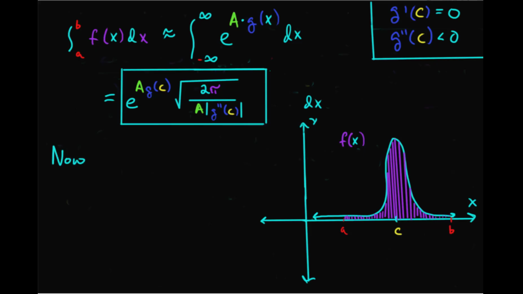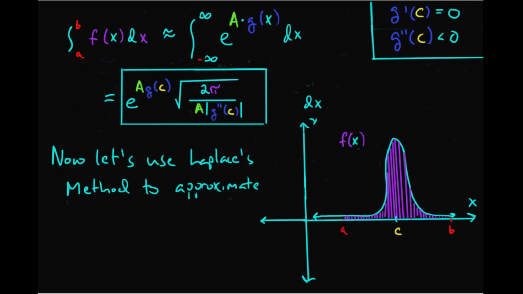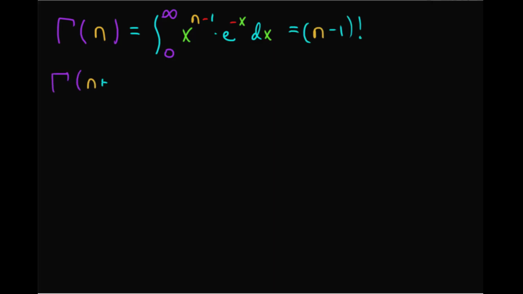And we're now going to see how we can apply Laplace's method to the theory of the gamma function and factorial function. So we have from our integral definition of the gamma function that gamma of n equals the integral from 0 to infinity of x to the n minus 1 times e to the negative x dx, and that this equals n minus 1 factorial. Therefore, gamma of n plus 1, which would be the integral from 0 to infinity of x to the n times e to the negative x dx, must equal n factorial.